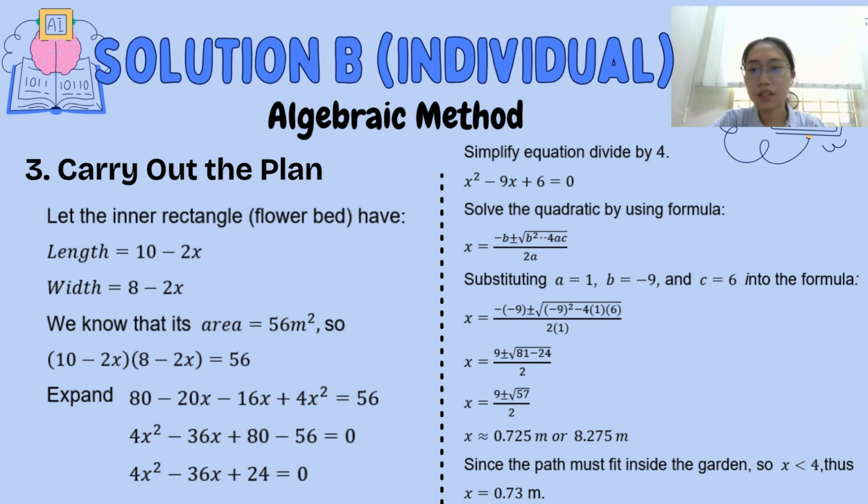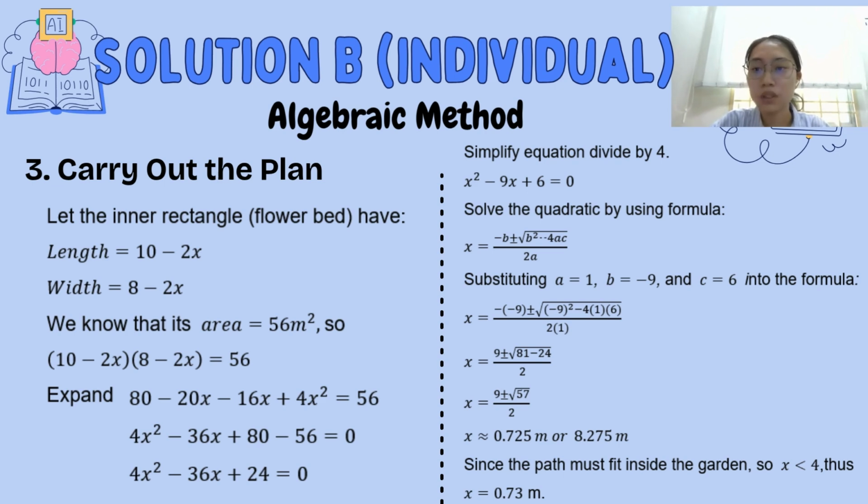So the third step is to carry out the plan. The inner rectangle, which is the flower bed, has length 10 minus 2x and width 8 minus 2x. We know that the area is 56 meters squared. So (10 minus 2x) multiplied by (8 minus 2x) equals 56. After expanding it, we get a quadratic equation, 4x squared minus 36x plus 24 equals 0. After simplifying by dividing by 4, we get x squared minus 9x plus 6 equals 0.